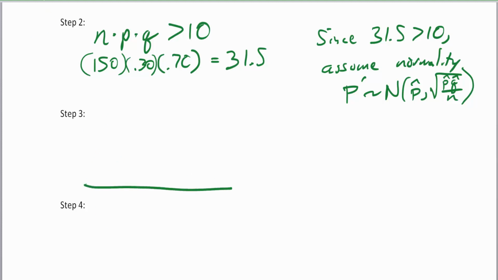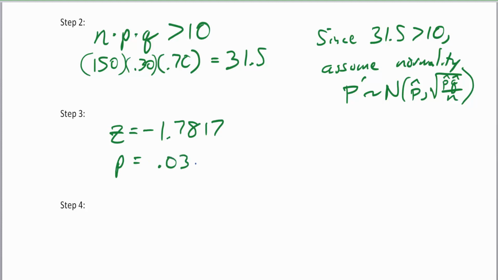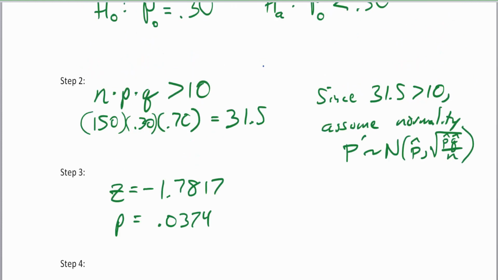Oh shoot, that should be step 4. I'm sorry, got ahead of myself there. Let's write down those two values. The z equals negative 1.7817, and the p-value is 0.0374.